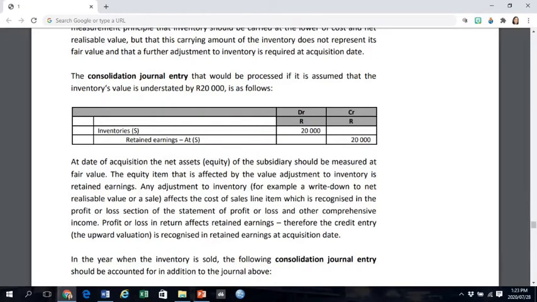At the date of acquisition, the net assets, which represents the equity of the subsidiary, should be measured at fair value. That is an IFRS 3 business combinations requirement. The equity item that is affected by the value adjustment to inventories is retained earnings. Any adjustment to inventory, for example, a write-down to NRV or the sale of inventories, affects the cost of sales line item, which is recognized in the profit or loss section of the statement of profit or loss. Profit or loss in return affects retained earnings. Therefore, the credit entry of this journal entry is recognized in retained earnings at acquisition date. The equity item is created so that it is available to eliminate in the at acquisition consolidation journal entry.